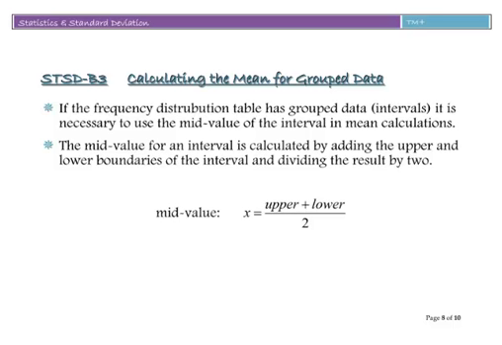Calculate the mean for group data. Again, we're going pretty quickly through this because it is a TM1 module. All of this was covered in TM1. Now, if the frequency distribution table has group data, or intervals, it is necessary to use the mid value of the interval in mean calculations. The mid value for an interval is calculated by adding the upper and lower boundaries and dividing the result by 2. So you're finding the mean of them, and that's shown there.